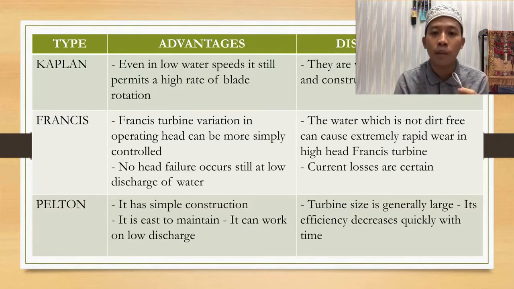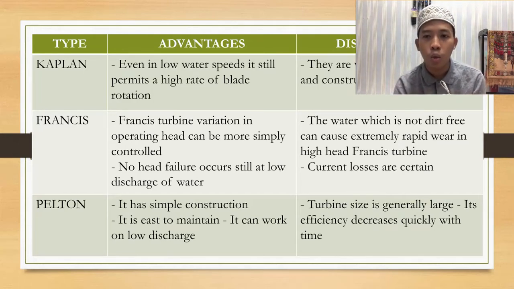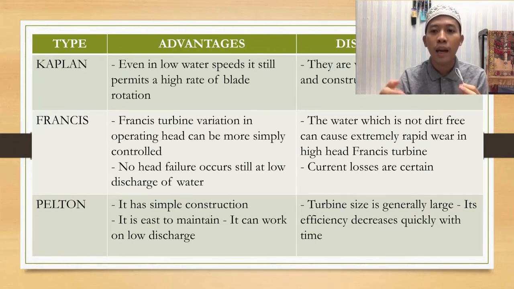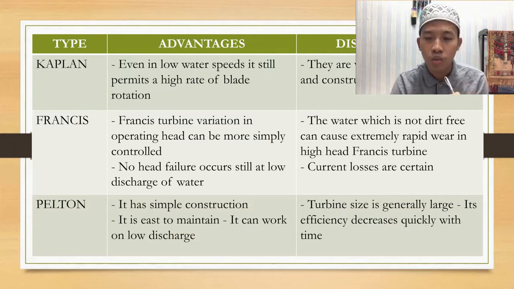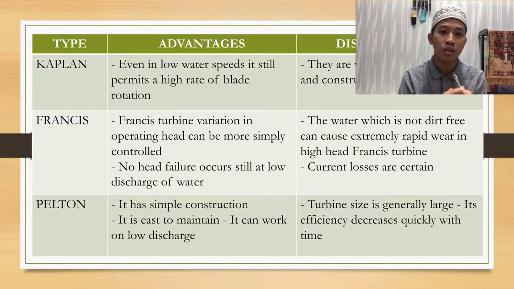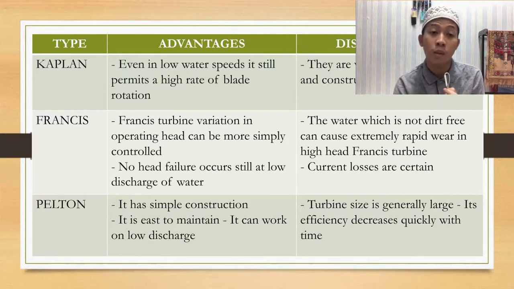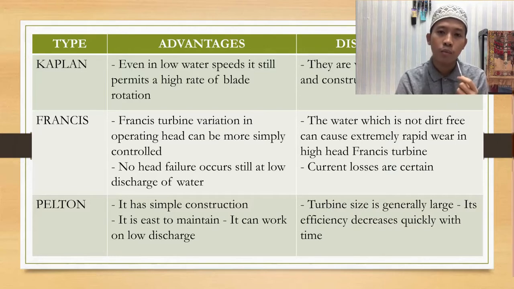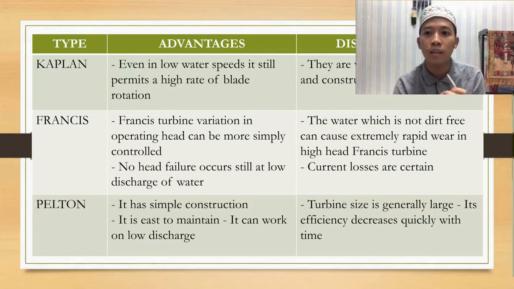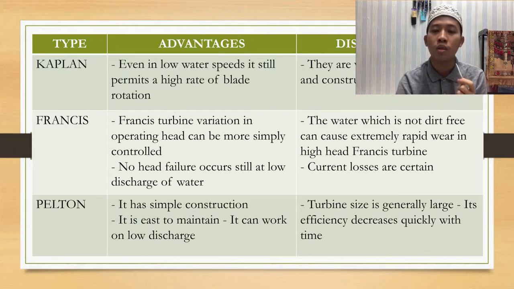The advantage of Kaplan turbines is that even at low water speed, they still permit a high rate of blade rotation. This is good, because at low water speed the Kaplan turbine can still permit a high rate of blade rotation. The disadvantage is that they are very expensive to design and construct. It is a very high cost. But if you can build the Kaplan turbine, it can be used for a very long term, even a decade.